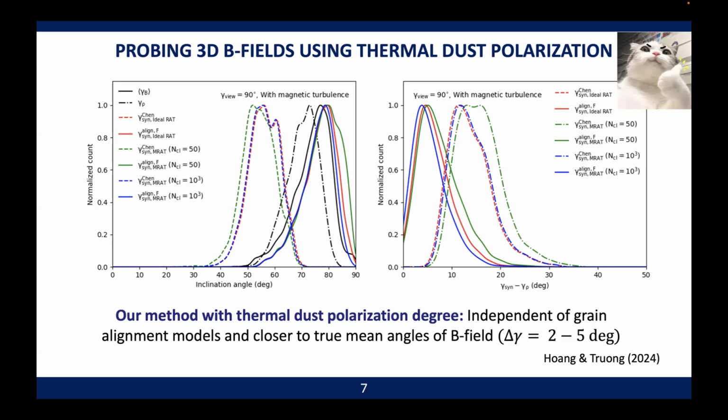So one, we can see that when we consider the grain alignment, our new technique provides an inclination angle of the magnetic field closer to the true mean angle of the magnetic field that we can get from the MHD data. And on the right here, it shows the deviation between the angle that we infer from our technique and the angle that we can get from the MHD data. So we can see that our technique provides less deviation from the MHD data, by about 2 to 5 degrees.